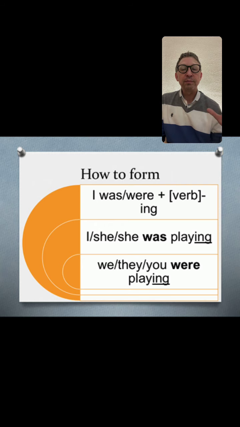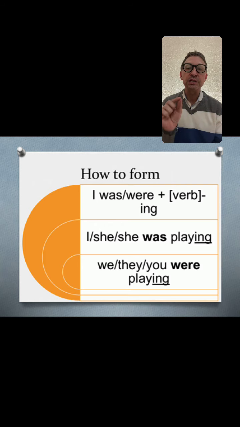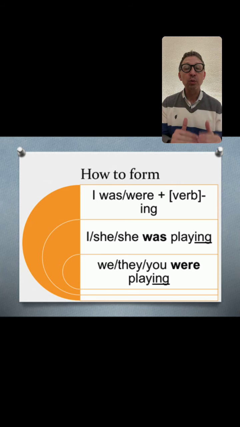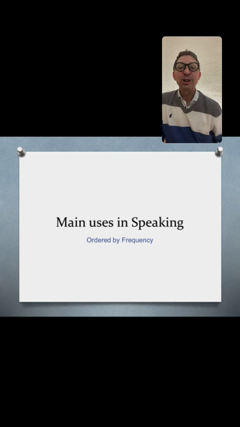So it's very simple construction. Apologies, it should be I, she, he were. All right. So that's the construction that we will look at over and over. Was or were, plus an -ing verb. So we have a verb and we add -ing to the end of it. I was sleeping, he was walking, they were running. All right, let's look at the uses in practice.